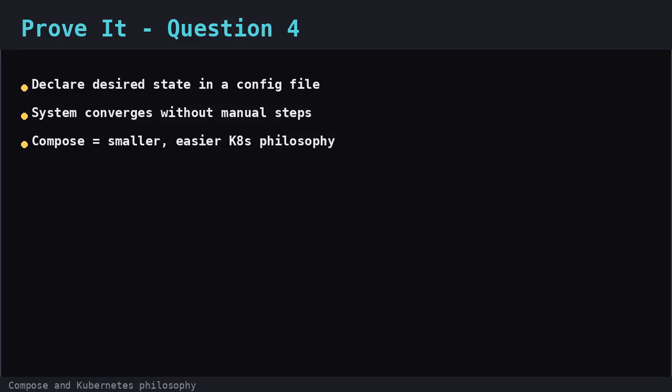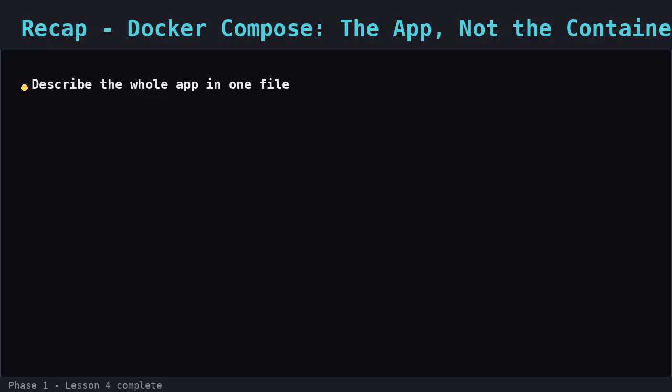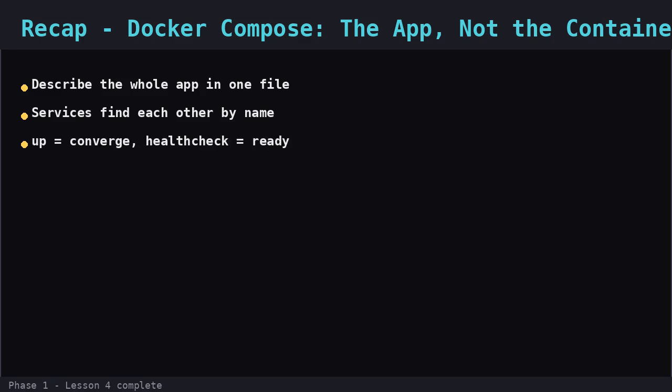Quick recap. One container is rarely an application. Compose describes the whole app, its services, relationships, and config in one file. Containers find each other by name on the Compose network. docker compose up starts everything. depends_on is start order, health checks are readiness. And the philosophy of declaring desired state in a file is exactly what Kubernetes does at scale. Lesson complete. Your containers are now talking to each other as a real application.